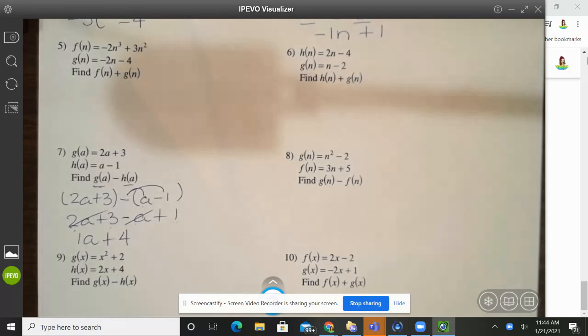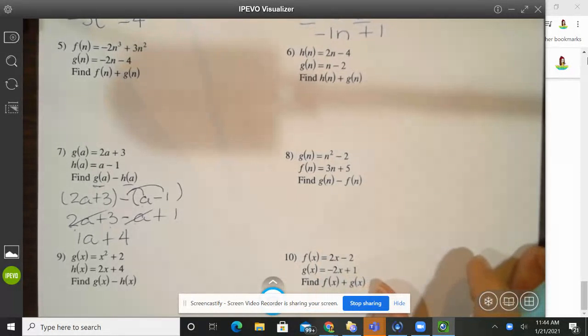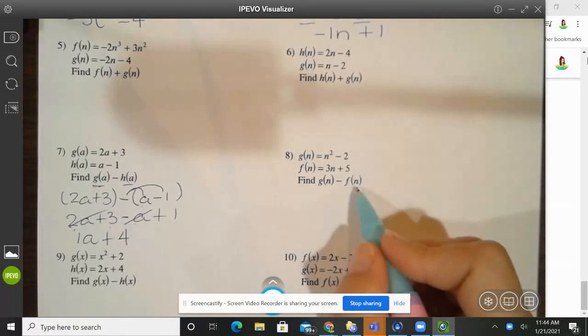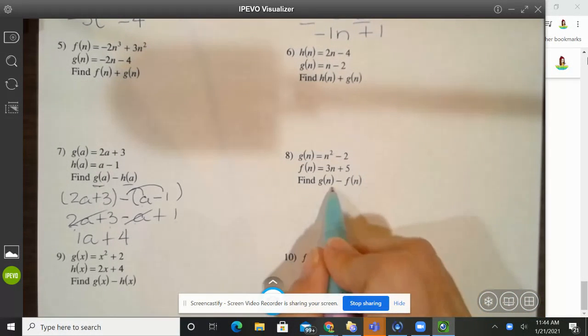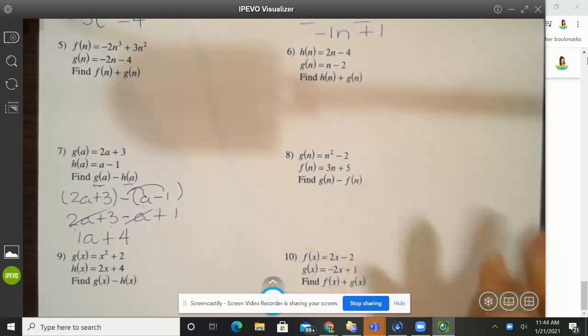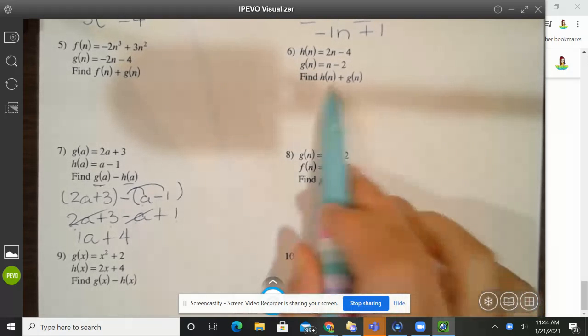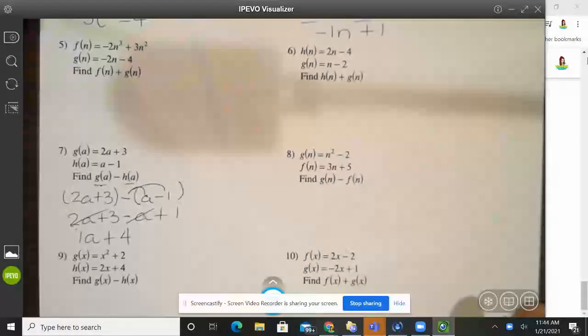All right, let's do one more here. It's the same thing. Sometimes the order will be flipped, so you have to check which one is being subtracted from which one. You don't have to worry when you add because addition is commutative. You can switch the order and you're fine.